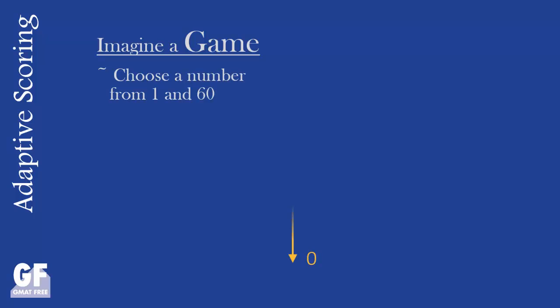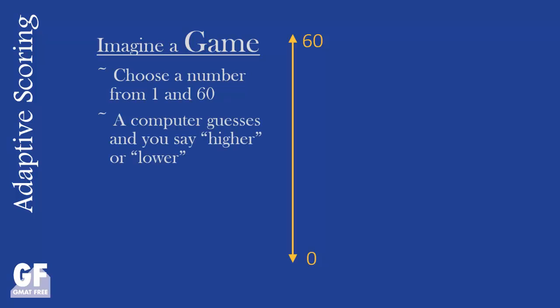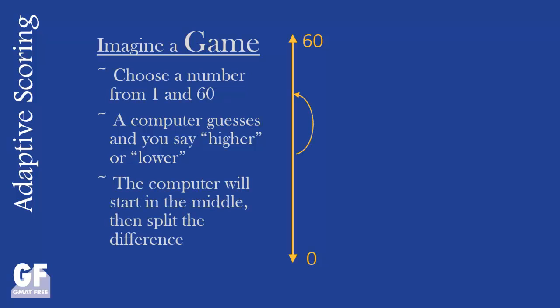To see how adaptive scoring works, let's imagine a game that has nothing to do with the GMAT. Imagine that you are thinking of a secret number between 1 and 60, or 0 and 60. And a computer has the job of guessing what your number is. It makes a guess, and you tell it whether to go higher or lower. The computer's best strategy is to start guessing a number exactly in the middle, and then based on whether you say higher or lower, to split the difference in the direction it's supposed to go.